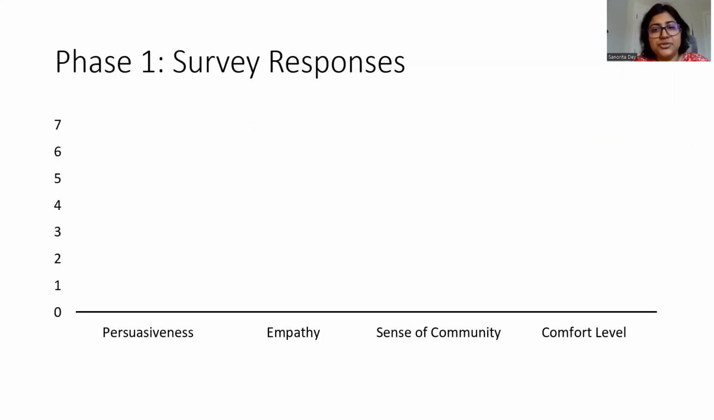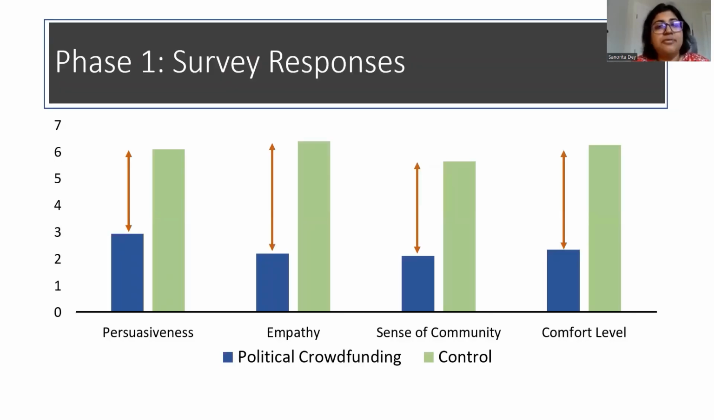In both phase 1 and phase 2, we used 4 parameters to capture the opinions of the participants: persuasiveness, empathy, sense of community, and comfort level. In all 4 parameters, participants who read the crowdfunding campaigns rated their materials low in comparison to the control group, which makes sense, right? Because all participants who read a political campaign were rating a politician whom they didn't support fundamentally because of their own political ideology. So far, so good. Now, let's see if this act would have any effect on these participants in phase 2 when they didn't see anything about a politician.